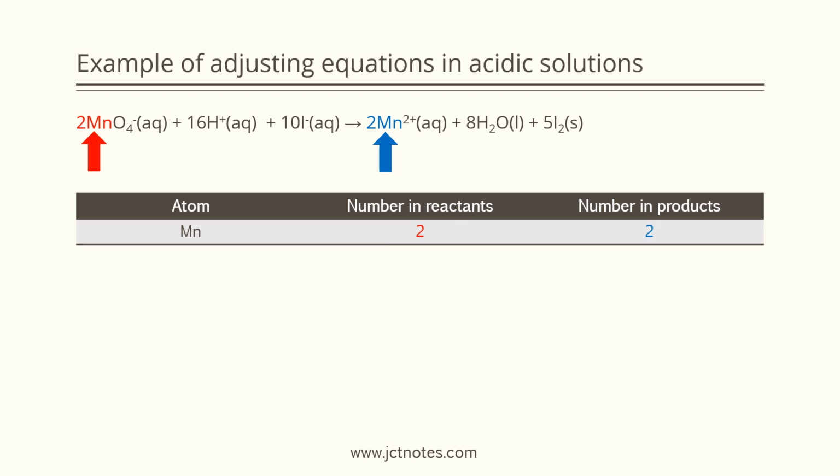However, it is advisable to check that it is balanced by checking that each chemical species and the charges are balanced. We start with the manganese. As we can see, there are 2 atoms of manganese in reactants and another 2 in the products.